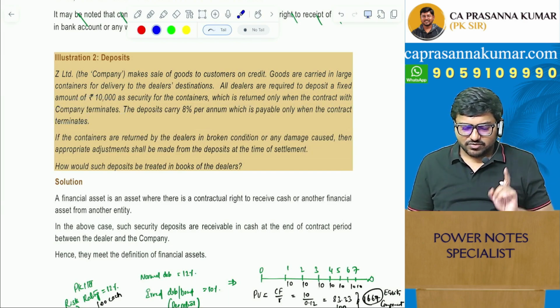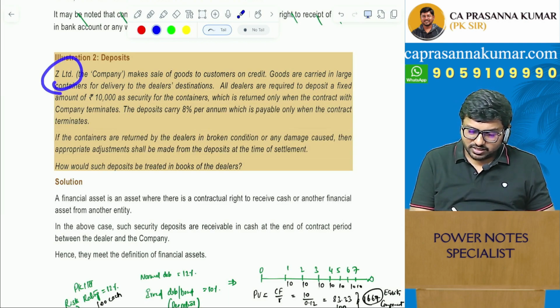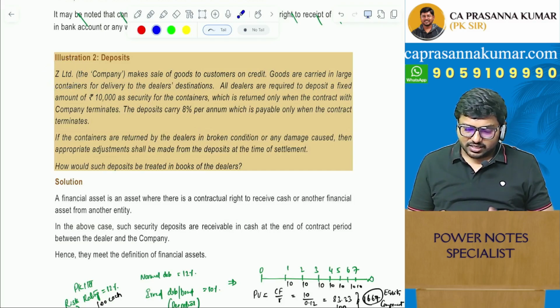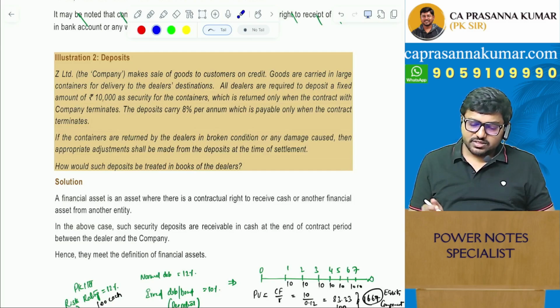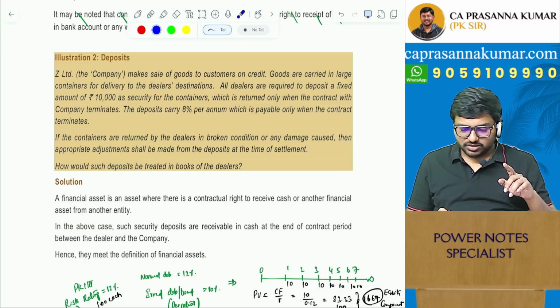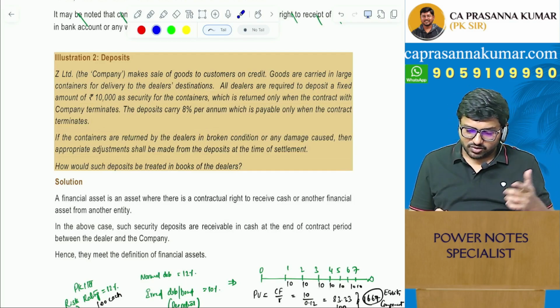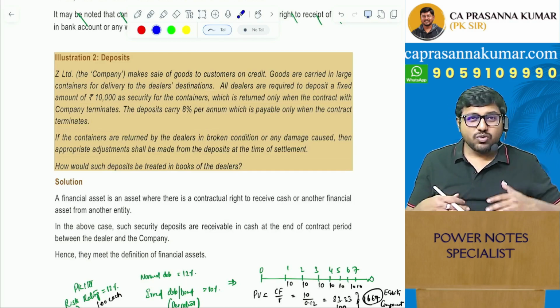Now, in these kind of sums, please be careful about whose perspective he's asking the question from. Is he asking from Z Limited, the company's perspective? In that case, the company has to repay the deposits back to the dealers. Or is it from the dealer's perspective? If it is from the dealer's perspective, it will be a financial asset. If it is from the company's perspective, that is Z Limited, it will be a financial liability. So please be careful and don't hurry up and write the answer.